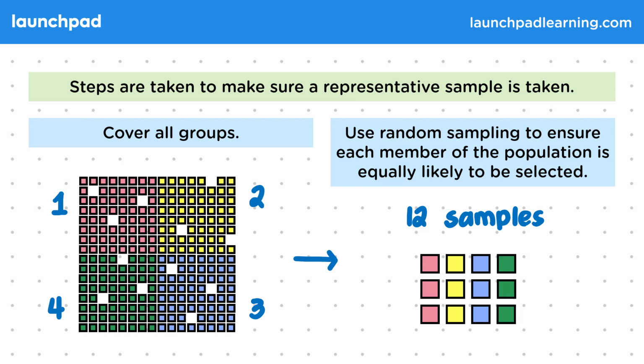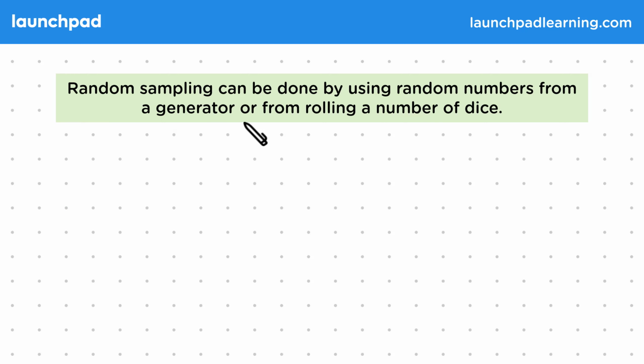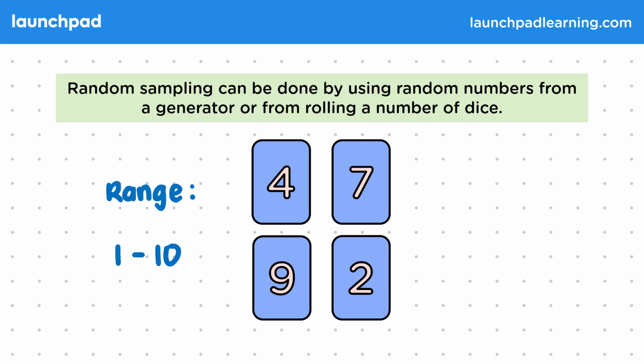So how do scientists ensure that they're taking samples randomly? Random sampling can be done by using random numbers from a generator or from rolling a number of dice. Random numbers can be generated using a calculator or a random number generator on a computer. You can put in a range, for example 1 to 10, and the generator will come up with random numbers within that range. So, using a random generator, we get the numbers 4, 7, 9, and 2.